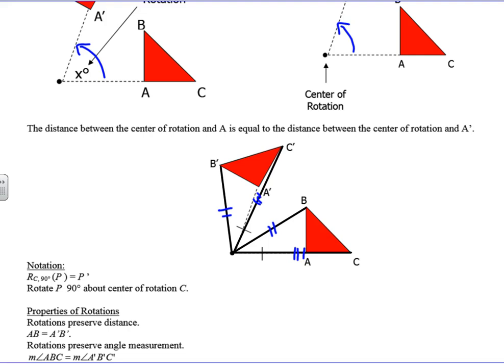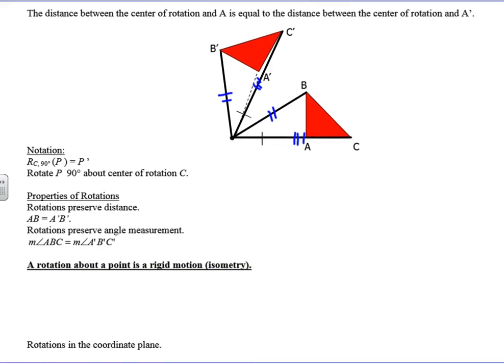And so our notation here, you'll notice we're using capital R. With lowercase r we use for a line reflection, capital R. And so the point C that you see, and then the degree of rotation. So rotate P 90 degrees about center of rotation C. Okay, so you always have to have a center. So we need a point and a degree.